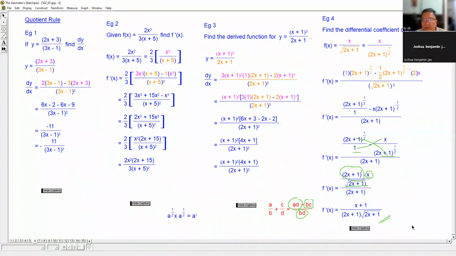How did the square root of 2x plus 1 go down there, and then the top just left 1 plus x plus 1? I know what you mean. Very good question.